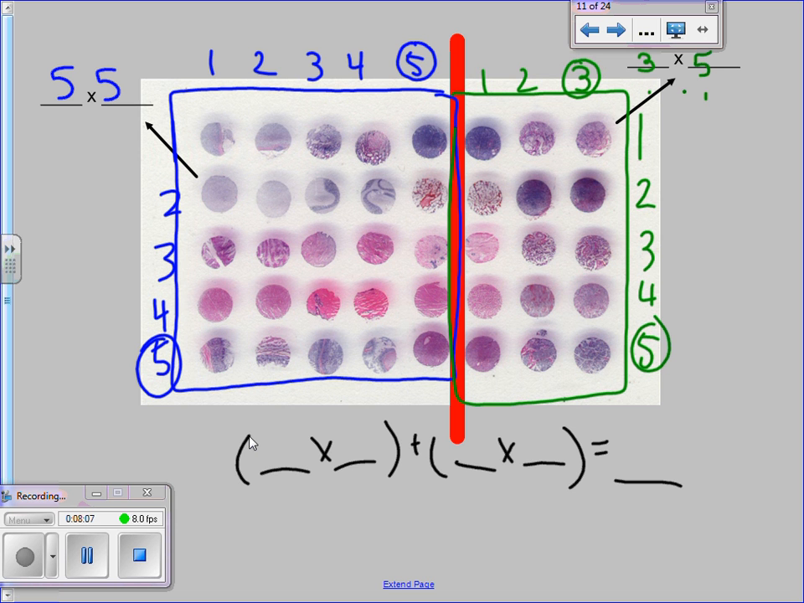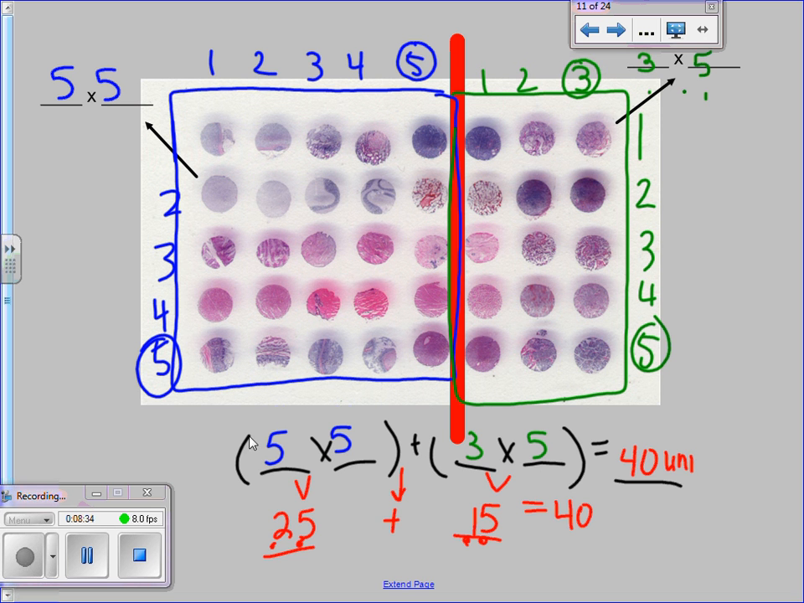So then you're going to transfer your 5 times 5 into our formula here, and your 3 times 5 into your formula, and solve. 5 times 5 is 25. Bring down your addition sign. 3 times 5 is 15, and add 25 and 15 together. This would be 20 plus 10 is 30, and 5 plus 5 is 10, so that gives us a total of 40 units. This area model has a total of 40 units.